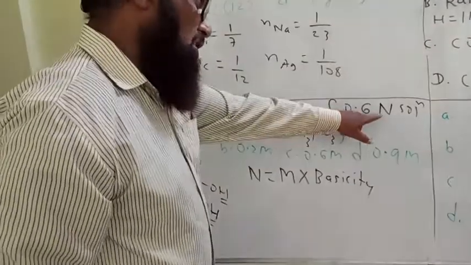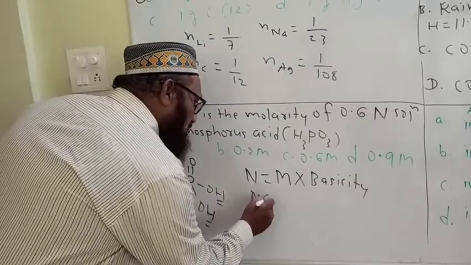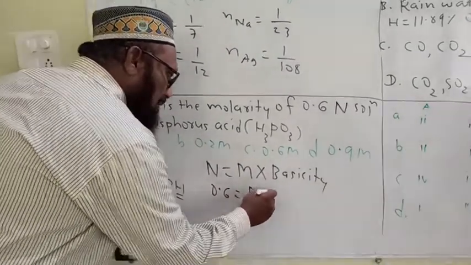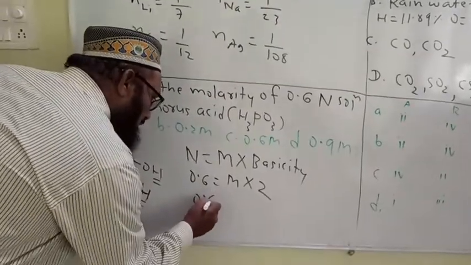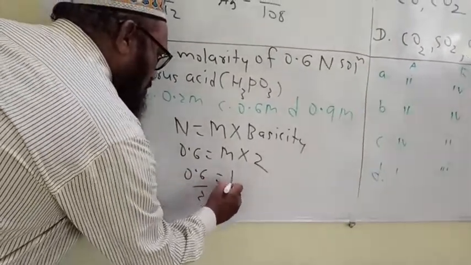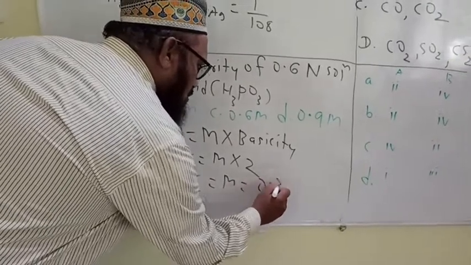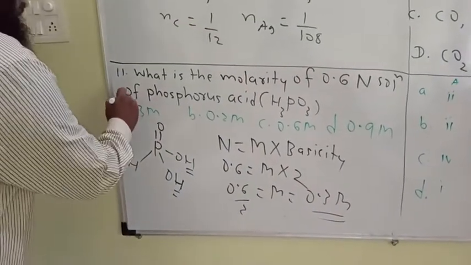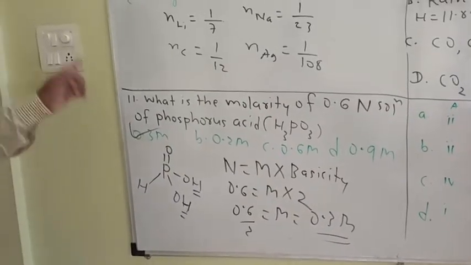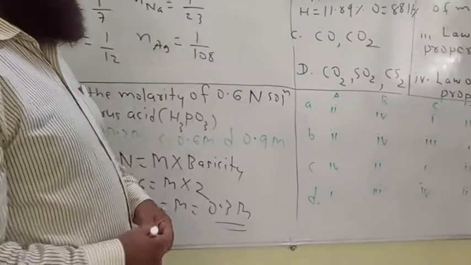Here, which thing is given? Normality 0.6. Molarity we have to determine. Basicity is equal to 2. 0.6 upon 2 is equal to molarity, which is 0.3 molar. Option A is the correct one. 0.3 molar.